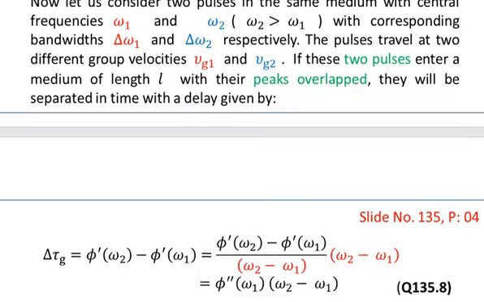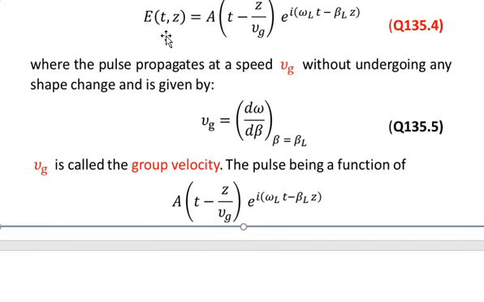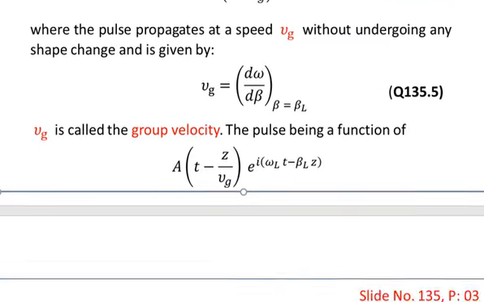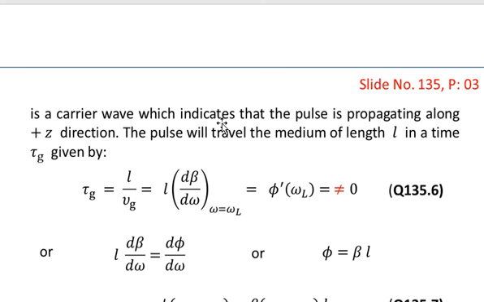So in the electric field of the pulse, I have introduced this factor. Vg is the group velocity, and the pulse is A as a function of T minus Z over Vg, times e to the power iota, and within parentheses omega L times T minus beta L times Z. So this is a carrier wave, or the carrier pulse you can say, which indicates that the pulse is propagating along the positive Z direction, because of the previous expression for the electric field we have written for the pulse.